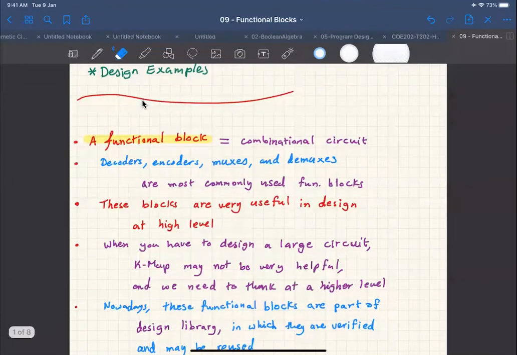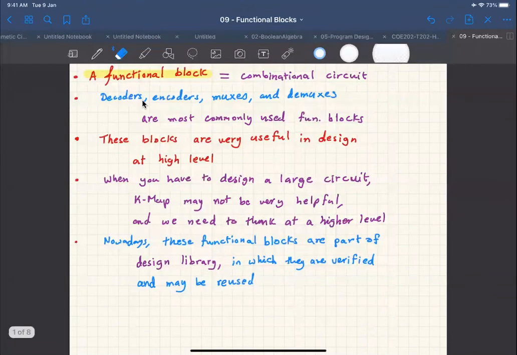As I told you, these blocks are very useful in high level design. When you have to design a large circuit, the K-map method may fail. For example, your circuit may have 10 inputs, and using a K-map for this purpose is really going to be intractable. It's not possible for you as a human being. Maybe for computers it's okay, but for you it's not going to be possible. So we need to think at a higher level, at the level of components or functions.